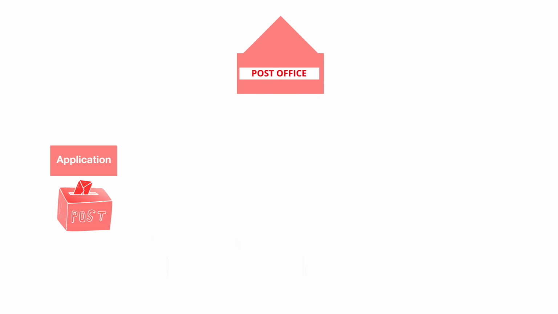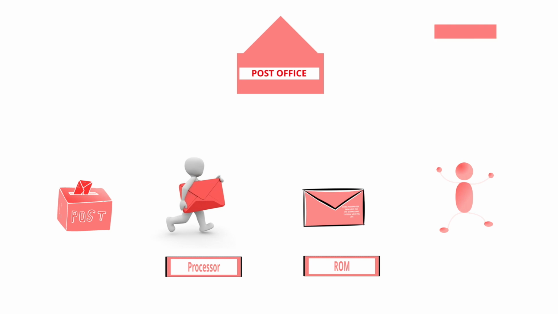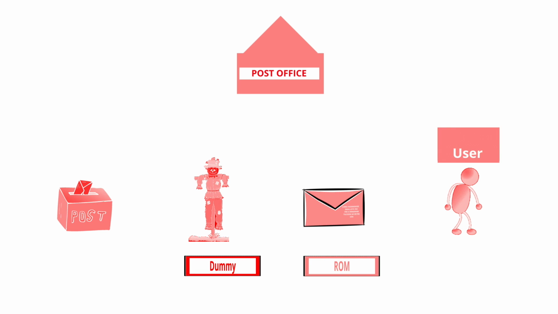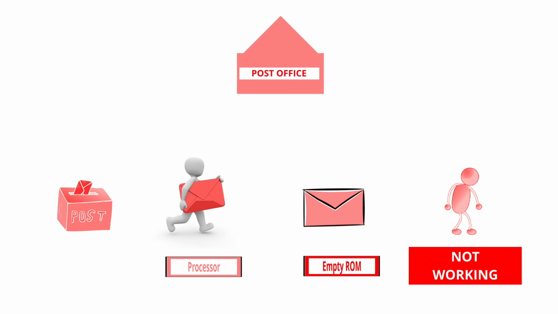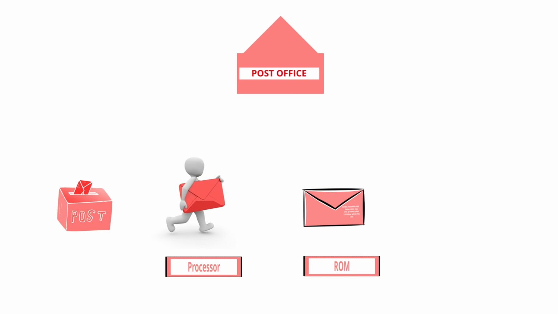In the real world, let's consider the CPU to be a post office, the delivery boy to be your processor, and the label on the letter to be your ROM. If your processor is dumb, then ROM would do nothing. If your ROM is empty, then your processor does nothing. If your processor and ROM are both properly designed, your application runs well.